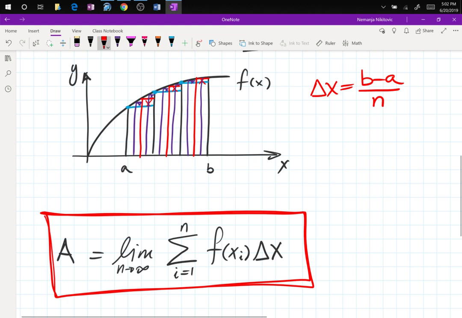So now the question is, can we use this to compute area under the curve? Well, of course, this is the formula for it. So we're going to use this formula to compute exact area under the curve.